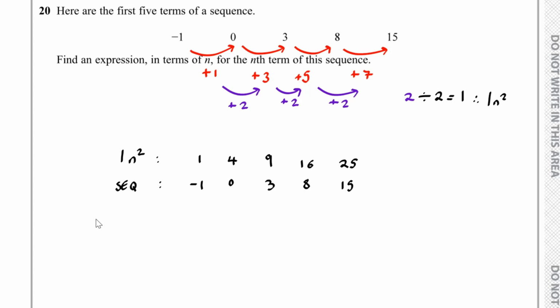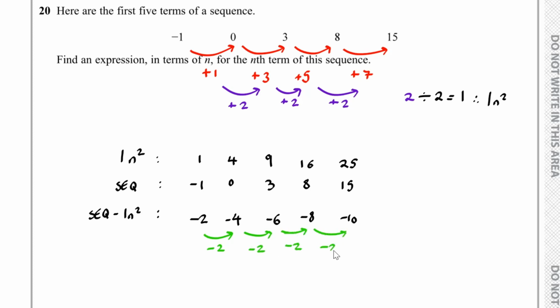Now if we work out the difference between the sequence and the 1n squared terms: minus 1 take away 1, that's minus 2. 0 take away 4, that's minus 4. 3 take away 9, that's minus 6. 8 take away 16, that's minus 8. 15 take away 25, that's minus 10. And now if we work out the difference between each of these, we get minus 2.